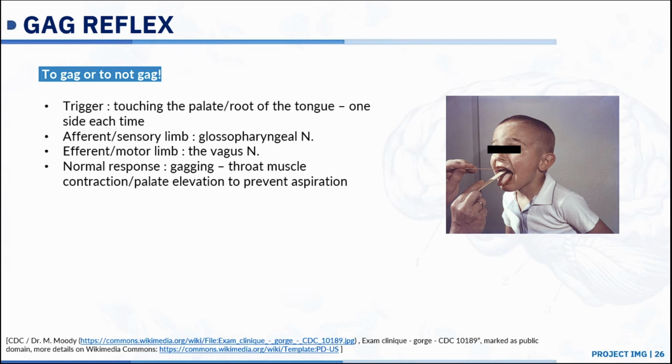Gag reflex, to gag or to not gag. Trigger: touching the palate or root of the tongue, one side each time. Afferent sensory limb: glossopharyngeal nerve. Efferent motor limb: the vagus nerve. Normal response: gagging, throat muscle contraction, palate elevation to prevent aspiration.